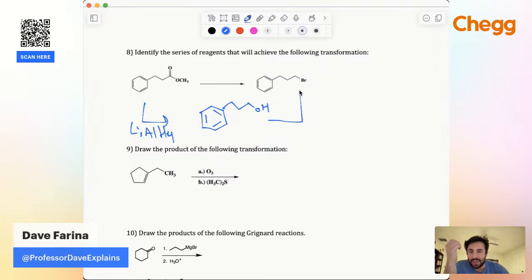So we do have that. This is just one that you either know or you don't. We just kind of have to memorize it. But PBr3, phosphorus tribromide, is your classic reagent to go from alcohol to alkyl bromide. So these are ones that we want to memorize: hydroxyl, PBr3.